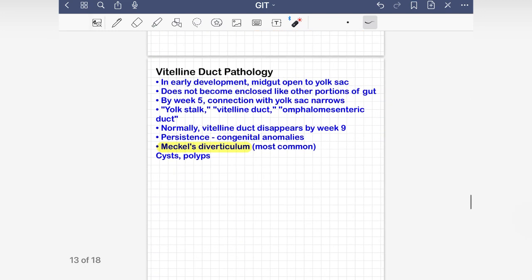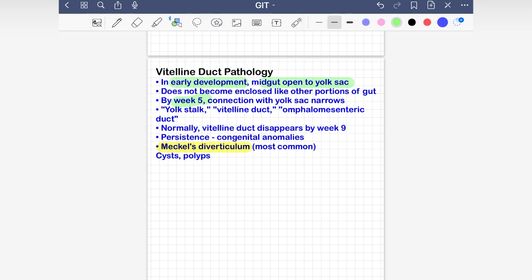Now, let's talk about the vitelline duct pathology. Recall before that, I told you that vitelline duct is a remnant of yolk sac, so you should know that in early development, the midgut retains its connection to the yolk sac. The hindgut and the foregut become enclosed tubes, but the midgut stays connected to the yolk sac by week 5. The connection with the yolk sac starts to narrow, and this narrowing is called vitelline duct.